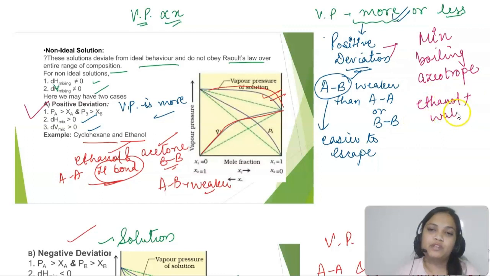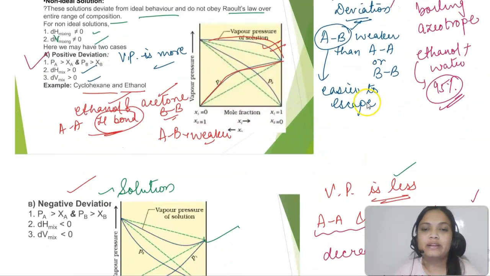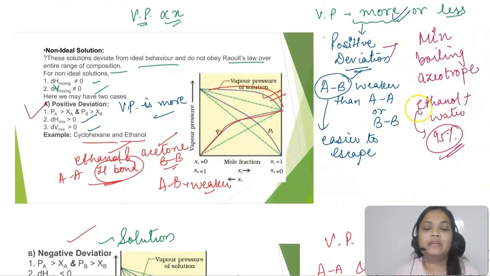When we distill the ethanol and water mixture and get 95% ethanol, it means the mixture having 95% ethanol is a minimum boiling azeotrope. Further fractional distillation is not possible in that case. And here the boiling point would be less than that of ethanol and water also.